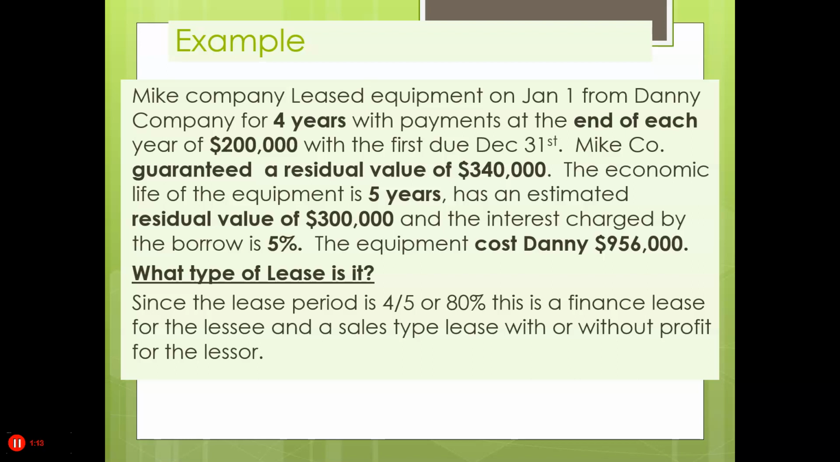The equipment cost Danny $956,000. Since the lease period is 4/5 or 80%, this is a finance lease for the lessee and a sales type lease, or without profit, for the lessor.